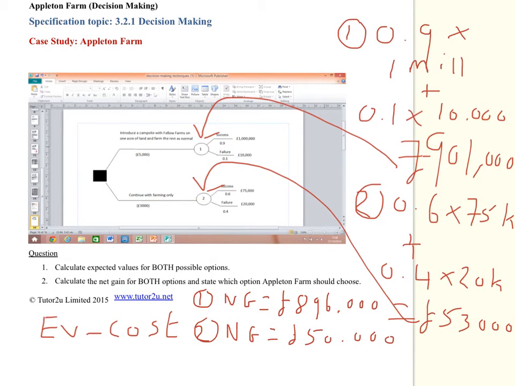So the final part to answering the question, which asks here, state which option they should choose. Well, clearly option number one, to introduce the campsite, is obviously the better choice because the net gain is substantially higher than the second option. So 896,000 to 50,000. So therefore, it's clear from the decision tree that the best choice to make based on numerical data would be option one, which has an expected value of 901,000 and a net gain of 896,000.